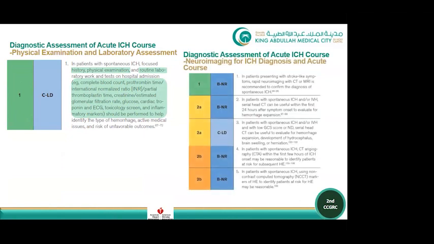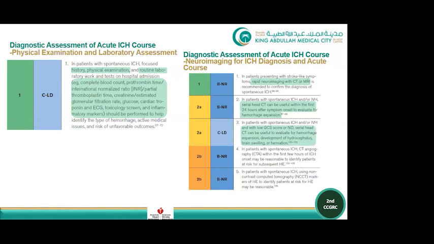Then we go through the neuroimaging. They strongly recommend rapid neuroimaging, whether CT or MRI. Then there is a class 2A recommendation with a moderate level of evidence to obtain a CT within the first 24 hours after symptom onset to evaluate hematoma expansion.